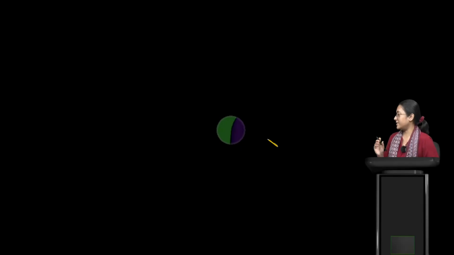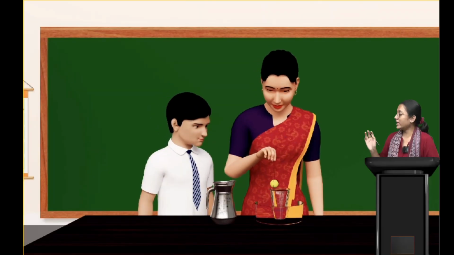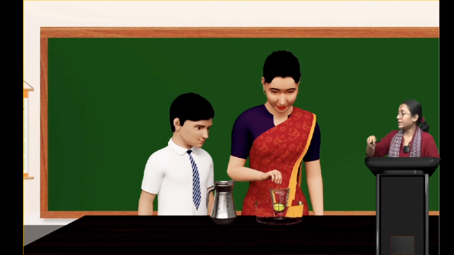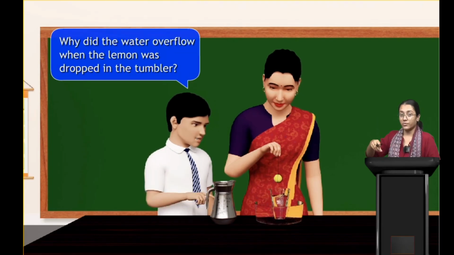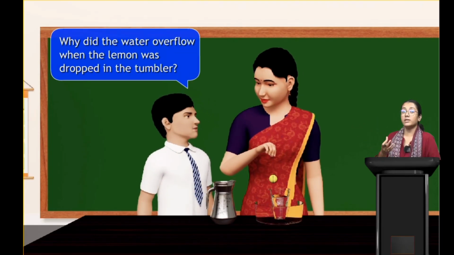Now there is another activity, a small activity. Let's see. There is one glass of water and in the hand of the teacher there is a small tiny lemon. Whenever she dips that lemon inside the glass filled with water, some water spills out of that glass. Now the student is asking, why did the water overflow when the lemon was dropped in the tumbler? Can anyone tell me why this happens?